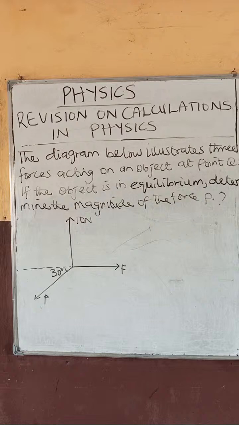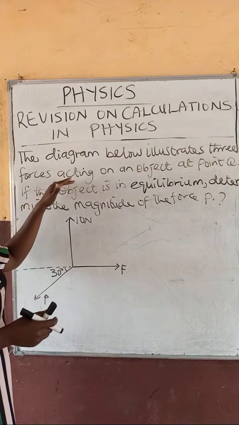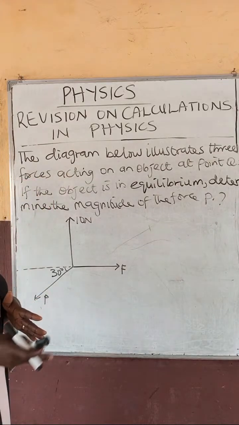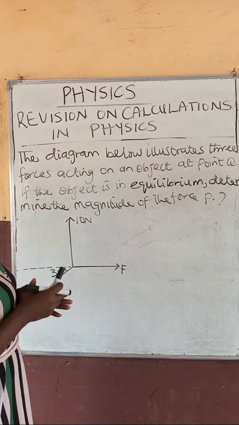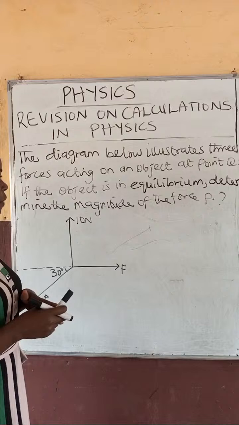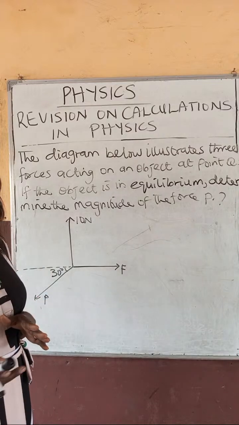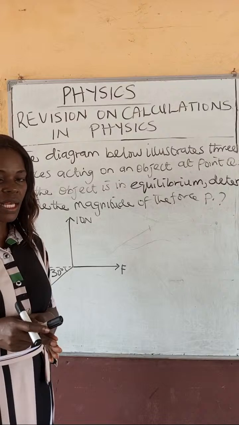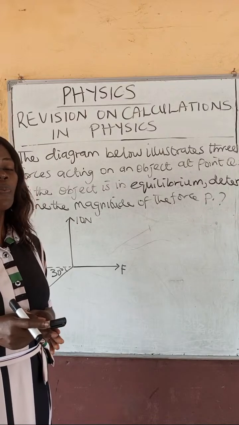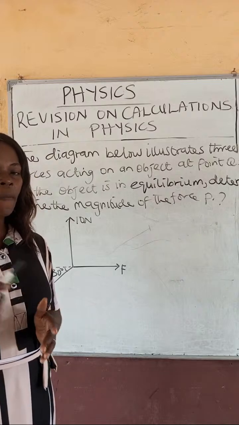Okay, let's solve. The diagram below illustrates three forces acting on an object at point Q. If the object is in equilibrium, determine the magnitude of the force P. Now we are using the principle of triangle of forces, which states that if three forces are in equilibrium, they can be represented in magnitude and direction by three sides of a triangle taken in order. So we are using that principle to solve this.